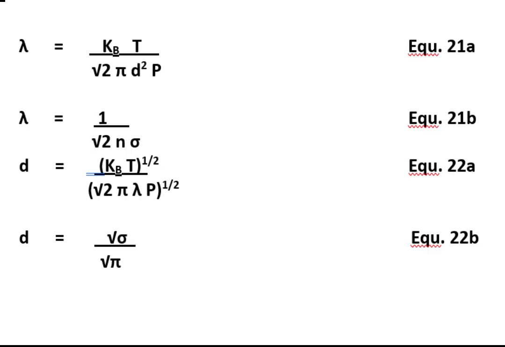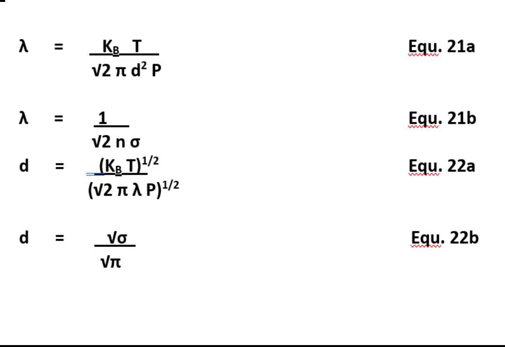Kb equals the Boltzmann constant, 1.38 times 10⁻²³ J/K. T equals temperature, in Kelvin. d equals the diameter of a gas molecule, in meters. P equals the pressure of the gas, in pascals.